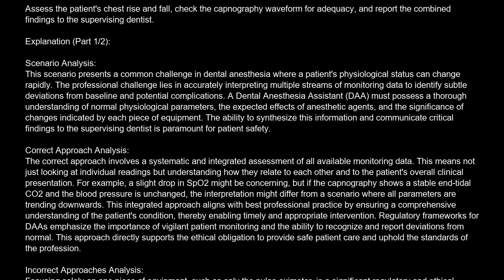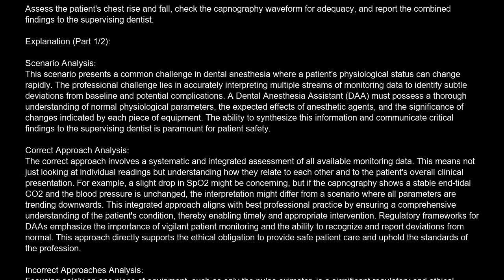The correct answer is D. Assess the patient's chest rise and fall, check the capnography waveform for adequacy, and report the combined findings to the supervising dentist. Explanation. Scenario analysis. This scenario presents a common challenge in dental anesthesia where a patient's physiological status can change rapidly.